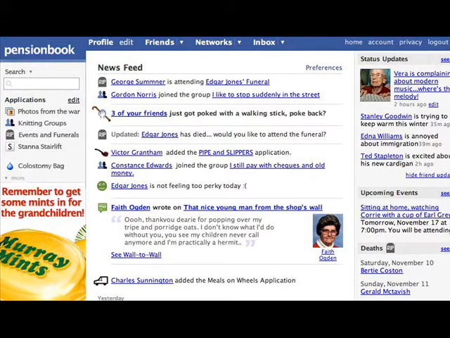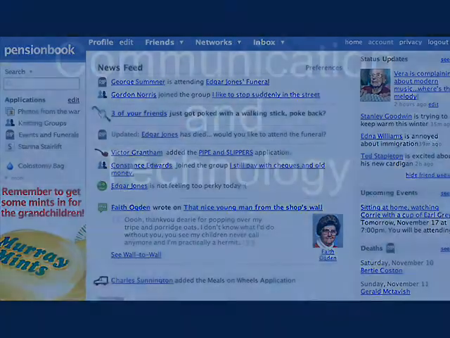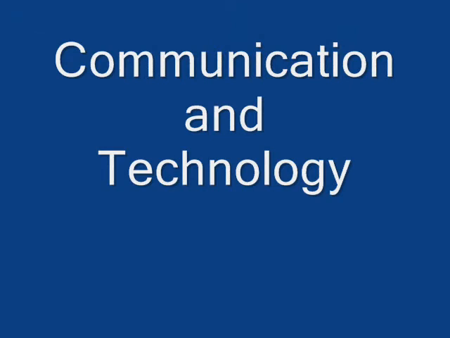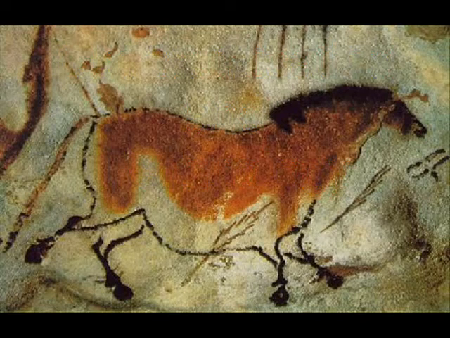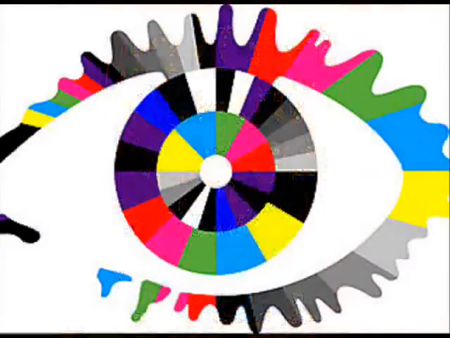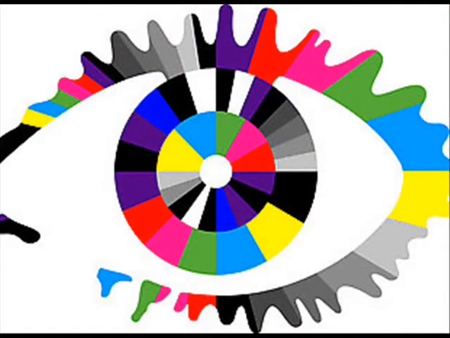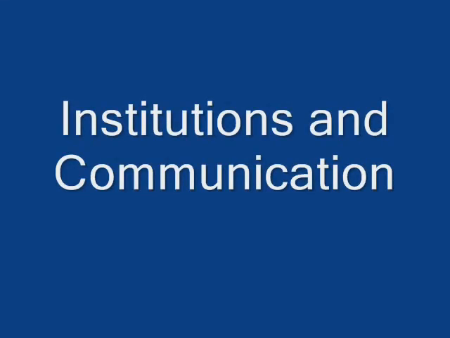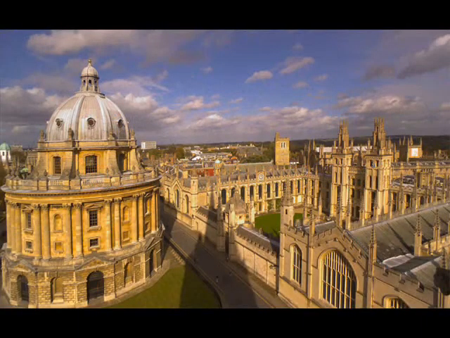This is a spoof Facebook page called Pension Book, and you can see that people are having fun with the idea that we're all going to get old, but still want to continue our communications in Facebook. And communication really is the common denominator between Mary Queen of Scots' letter and Facebook. Communication is so fundamental to being human, and it underlies all our greatest cultural achievements, from the emergence of art to our engagements with technology more recently, so we have the iPhone, and even to our vicarious appreciation of pop stars and popular culture.